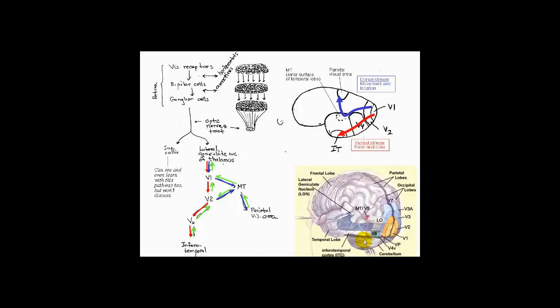And then from V1, we go to V2, from V2 to V3, eventually to V4, and then to a region called the inferotemporal cortex. I'll show you where these are in a minute. But it's not a straight line. There are other routes. So V1 also goes to another area called area MT, which in turn goes to yet another visual area in the parietal lobe, known as the parietal visual area.